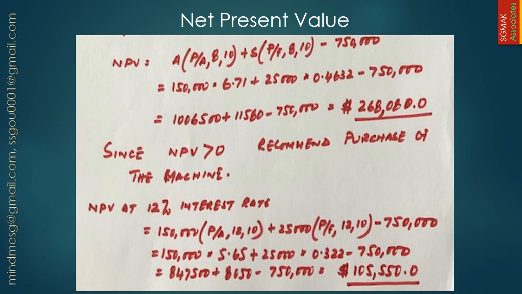So we subtract $750,000 and the net present value comes out using this factor P over A at 8% for 10 years. It comes from a lookup table. Same thing, the factor P over F, 8 and 10, is being used to bring a future value 10 years from now to the present at 8% discount rate per year. So those two factors are table lookups, and using those values you get a net present value of $268,080, which is positive.